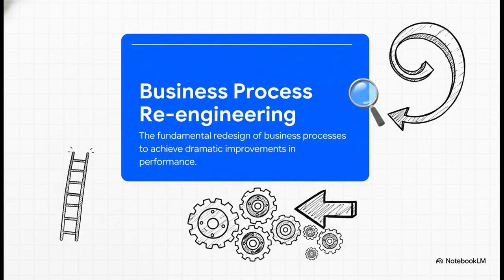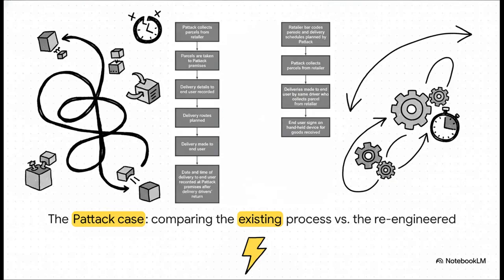You know, sometimes those small, little changes like Kaizen, they just aren't enough. Sometimes you need a full-blown revolution. And that, my friends, is business process re-engineering, or BPR. This is about completely rethinking and radically redesigning a core business process from the ground up, all to get some really dramatic improvements.